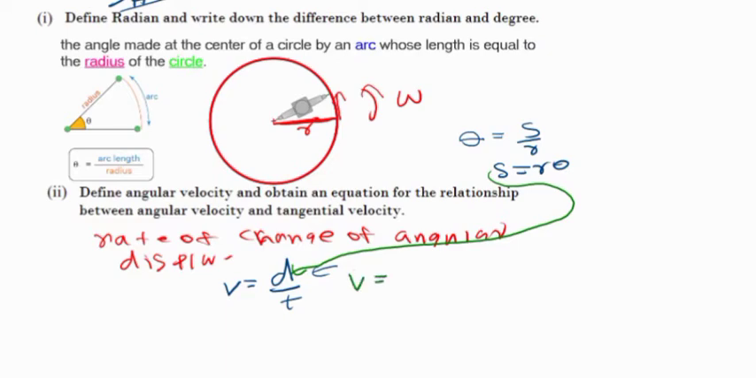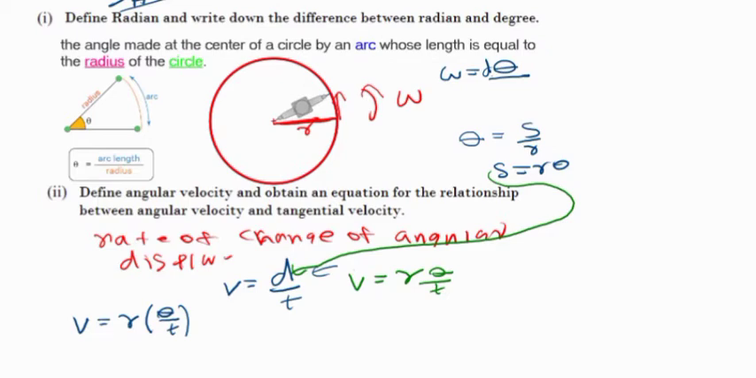v is equal to r theta over t. This looks really ugly now, so I want to rearrange it. I just write it this way: theta over t. What is theta over t? Theta over t is nothing other than, as you know, omega, the angular velocity, according to this definition, the rate of change of angular displacement. Angular displacement is delta theta, which is equal to what?